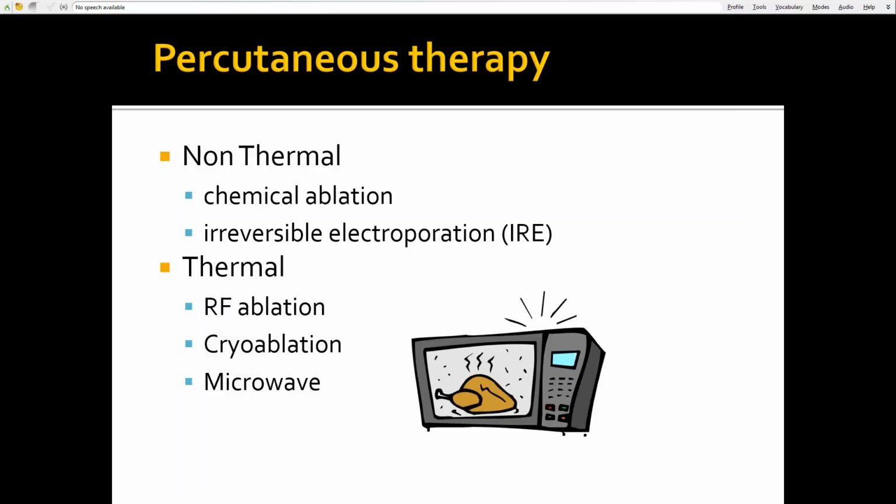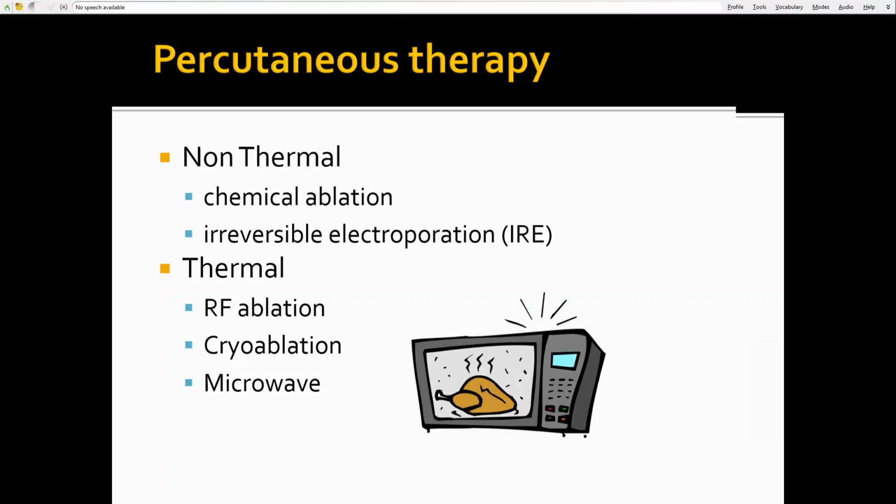So what are our percutaneous therapies? What do we use from the outside in, either using CT or ultrasound-guided therapy? You can have non-thermal, which doesn't use heat, which includes chemical ablation and irreversible electroporation, or you can use thermal techniques such as RF ablation and cryoablation and microwave, so for cooking tumors.